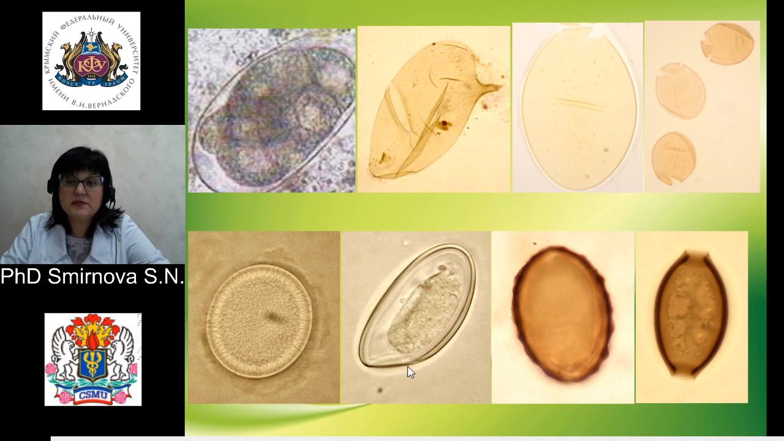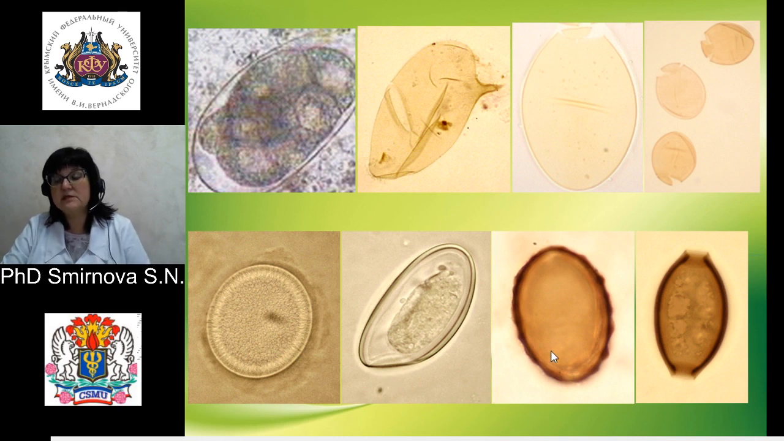Next egg is an egg of Enterobius vermicularis, or pinworm. This is an egg without color and it has an asymmetric oval shape. Next photo is an egg of Ascaris lumbricoides. Ascaris lumbricoides egg has a protein shell. This is an egg which has a rough surface. Next egg is an egg of Trichocephalus trichiurus.